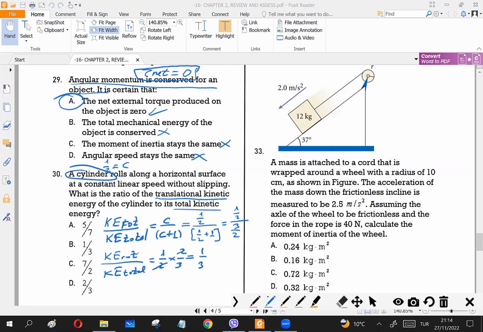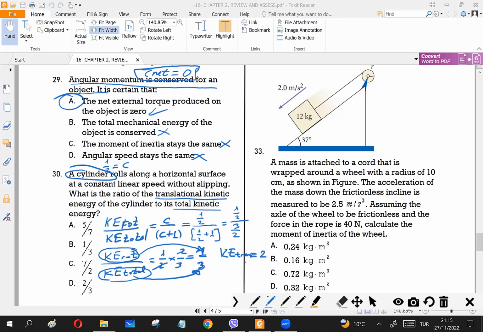This equation tells you that if rotational kinetic energy is 1 joule, total is 3. What about translational? We know that total kinetic energy, which is in the denominator, is the sum of rotational kinetic energy plus translational kinetic energy. If rotational kinetic energy is 1 joule and the total is 3 joules, translational kinetic energy must be how much? 3 minus 1, which is 2. So we got translational kinetic energy 2.